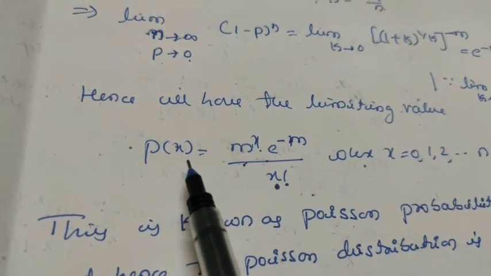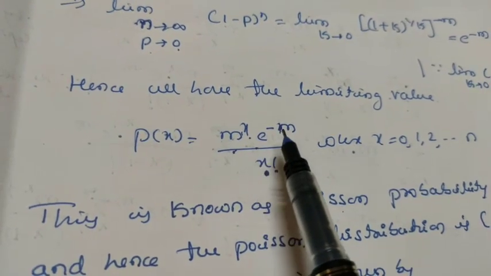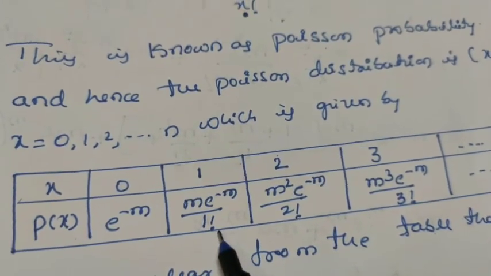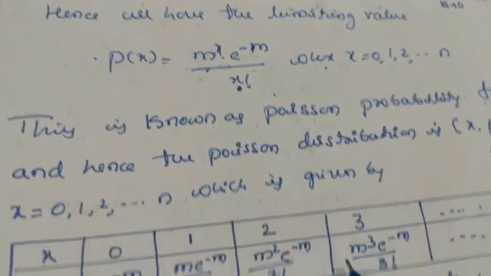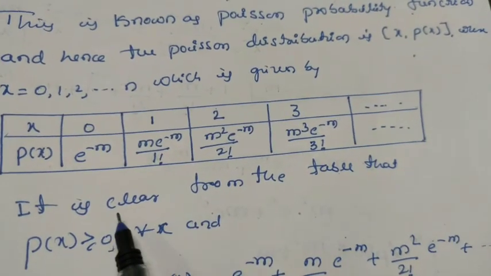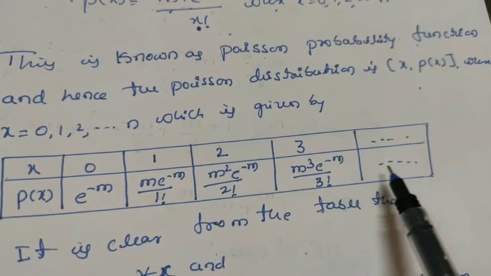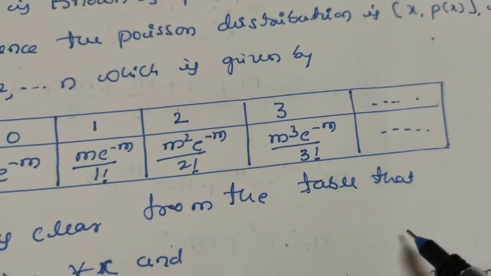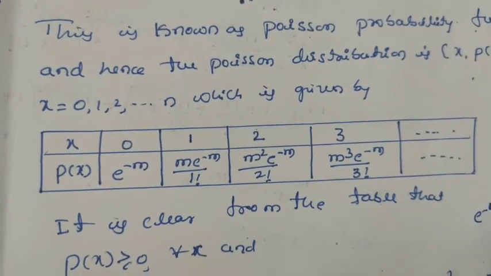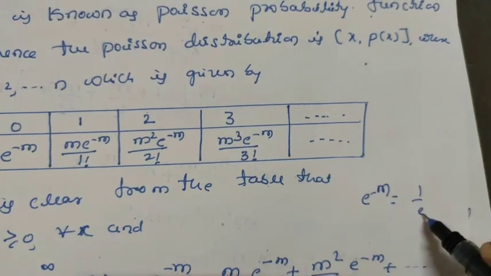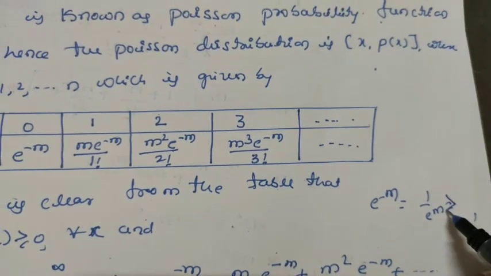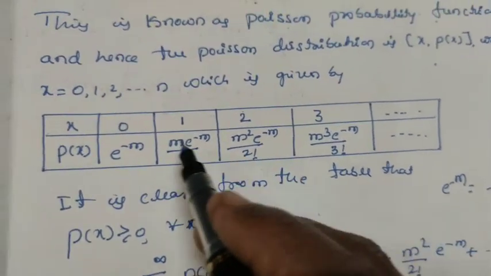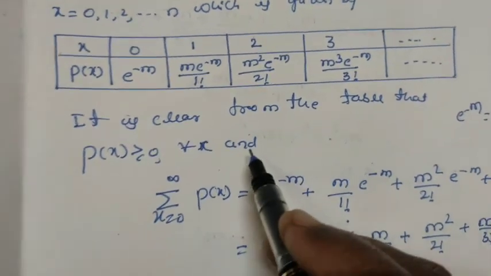And put x equal to 1 in this. It is m into e raised to minus m divided by 1 factorial. Similarly, we can put x equal to 2, 3 etc. up to n. We will get this table. And from this we can say that all the values are positive. E raised to minus m is not negative, because e raised to minus m means 1 divided by e raised to m. It is greater than 0 only, not negative. A negative power is again positive only. Similarly all the values are greater than 0 for all x.